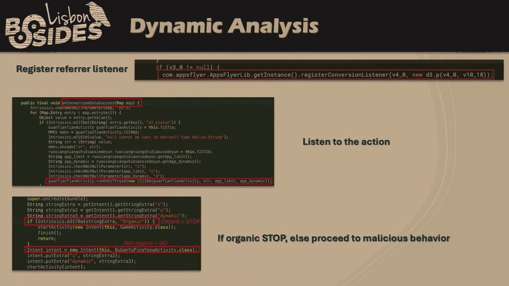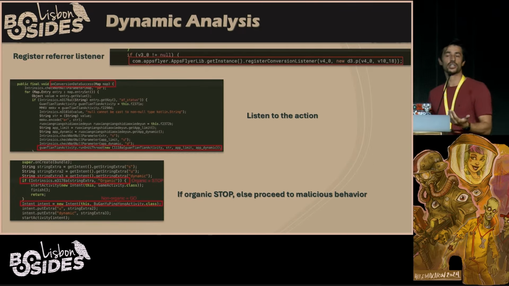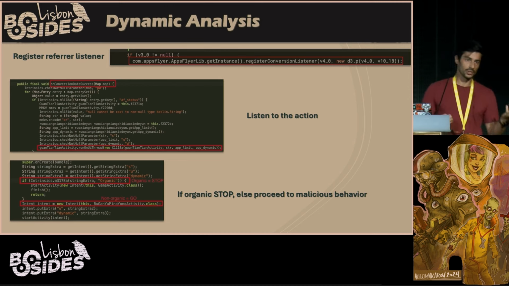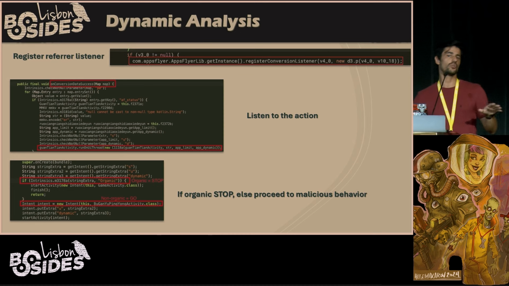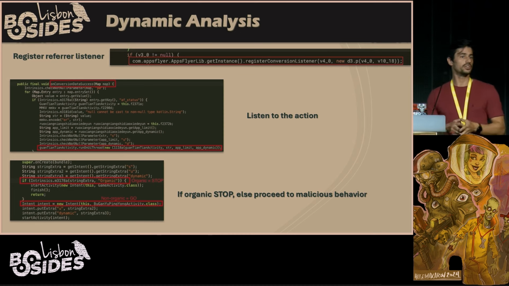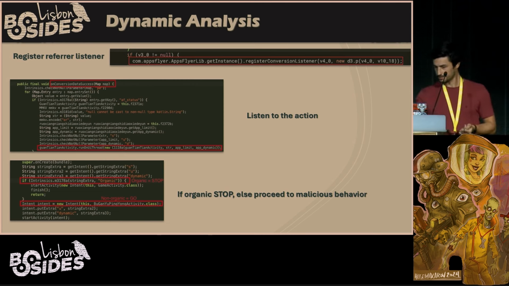So, first one, registered referral listener. In this case, it's an AppsFlyer conversion listener which listens to marketing ad campaigns. Then we listen to the callback with multiple pieces of information: who you are, what's the country, is it non-organic or organic, and finally, the real code. If it's a non-organic event, let's go to the malicious behavior. If it's an organic event, stop. Just go to a decoy application, decoy activity, just do your normal job, and that's it.